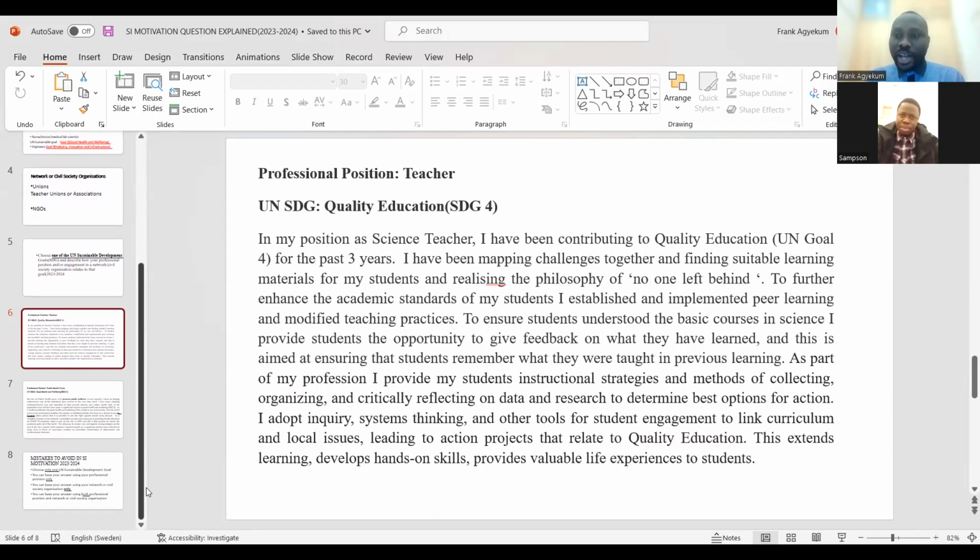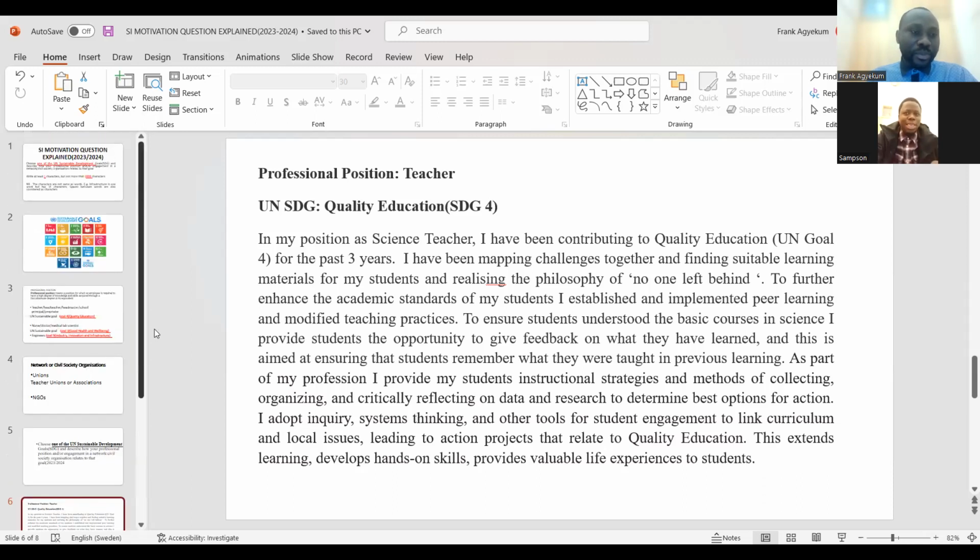Okay, so that means you did not relate your activities to more than one. You're supposed to choose only one and not more than one, and relate your activities based on your professional position or network or both to the SDG goal. That is perfect. Otherwise, you'll be disqualified.